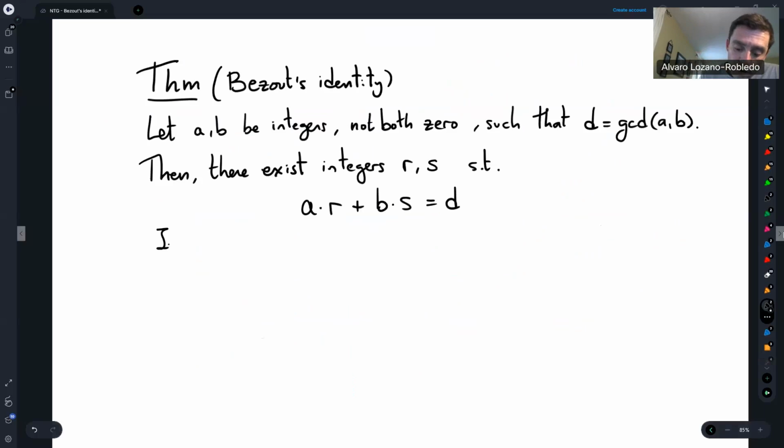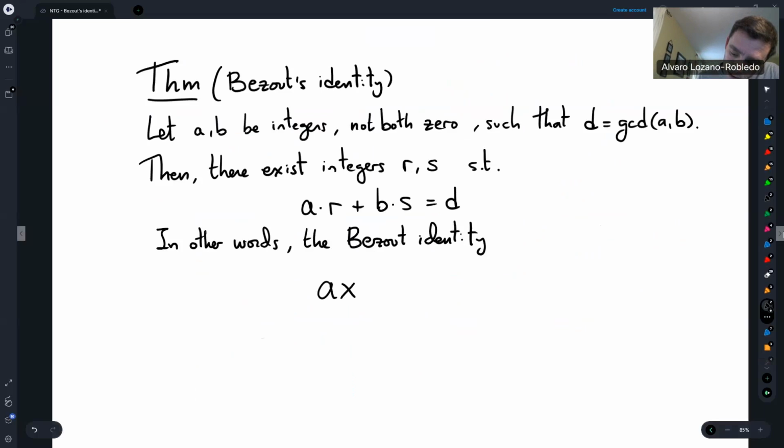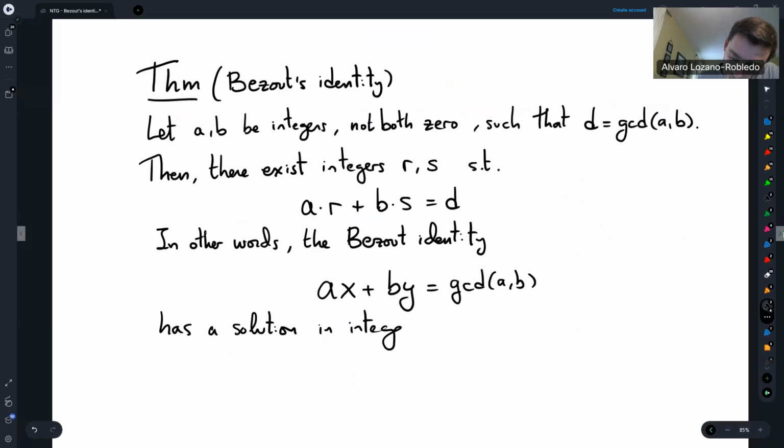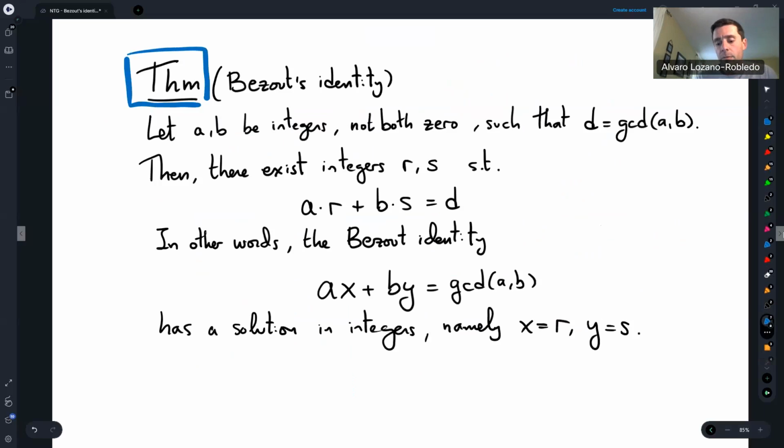Okay. In other words, the Bezout identity AX plus BY equals GCD of A and B has a solution in integers, namely X equals R, Y equals S. Okay, so that is what we just proved, this theorem that we call Bezout's identity, that this algorithm yields a solution of this identity.